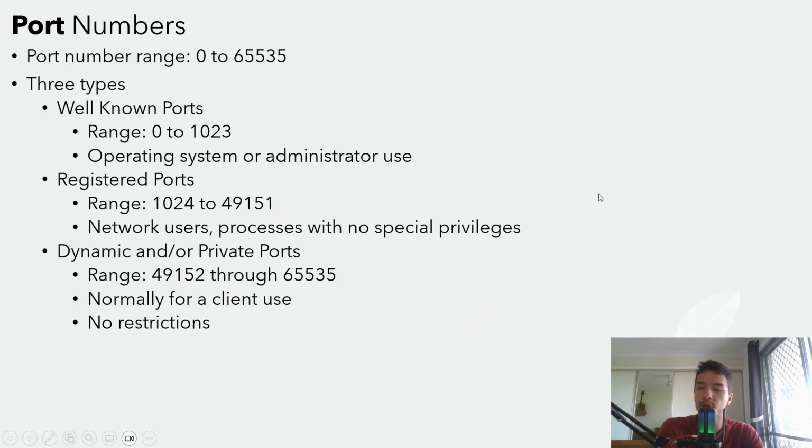Port numbers range from 0 to 65,535. There are three types. We have well-known ports that range from 0 to 1,023, for operating system or administration use. We have registered ports, 1,024 to 49,151, for network user processes with no special privileges. Dynamic and/or private ports range from 49,152 all the way to 65,535. These are normally for client use, with no restrictions on these.